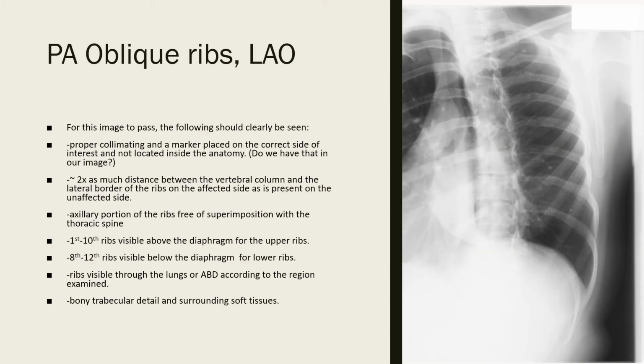Now that we have seen what a good image of an AP and PA oblique ribs looks like, it is time to see if we can point out some mistakes in the next image. We will still use the same evaluation criteria. This is an image of a PA oblique ribs in the LAO position. We can automatically see that we have clipped the anatomy and there is not twice as much between the vertebral column and the lateral border of the ribs on the affected side as there is on the unaffected side. We are also missing a marker.